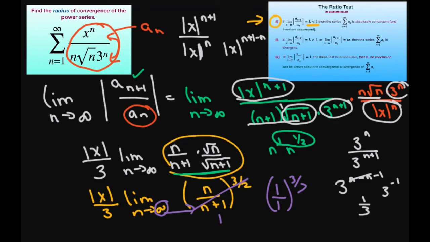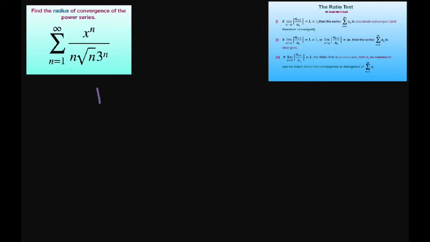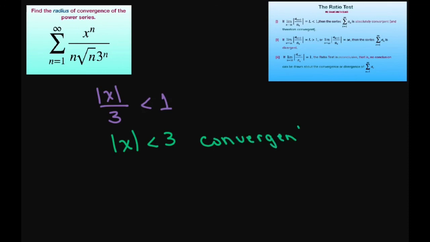Therefore, we have absolute value of x divided by 3 times 1. Now, for this to be convergent, this has to be less than 1. Therefore, you cross multiply, and our absolute value of x is going to be less than 3. So this is convergent. For absolute value of x greater than 3, it's divergent. So your radius of convergence is going to be 3.